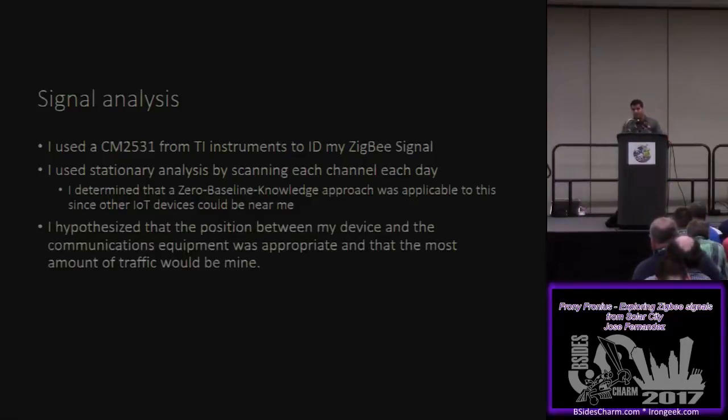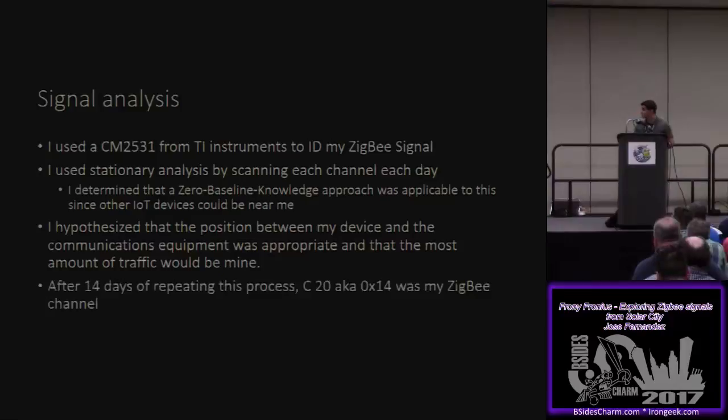I used stationary analysis to identify the communication between the devices. And I determined that there were going to be other IoT things talking also. So I came up with the hypothesis that if I remain at a stationary position and just look at the different channels over long periods, I'll be able to determine which is my device just by the amount of data it's transmitting.